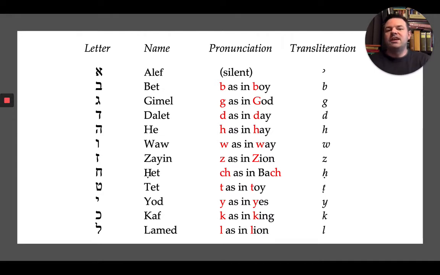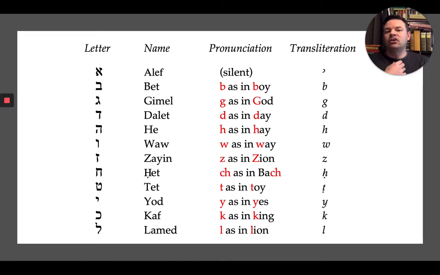So let's go over the Hebrew alphabet now. The first letter of the Hebrew alphabet is Aleph. Aleph is actually silent. It doesn't make a sound. It's actually a position in your throat. So go to say the word apple and stop before you pronounce the A in apple.